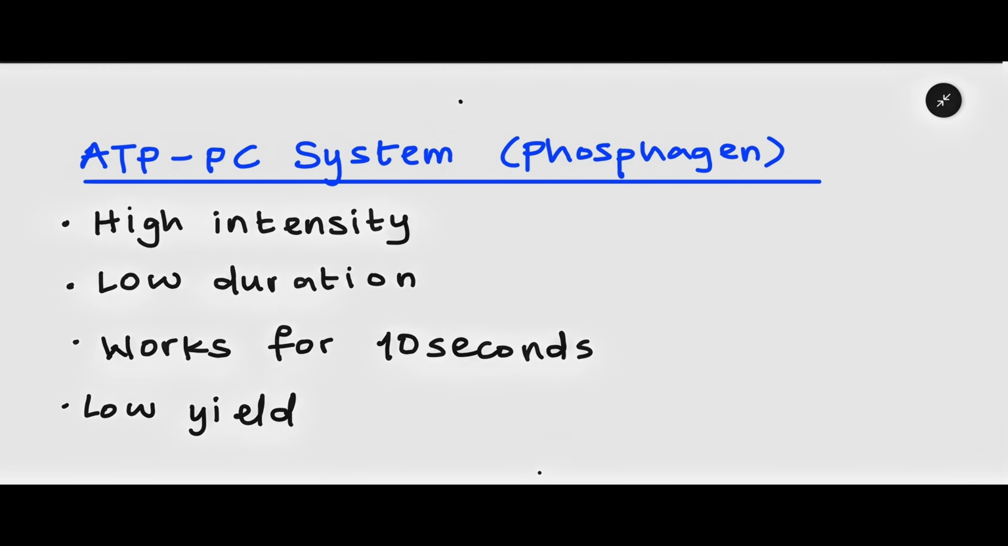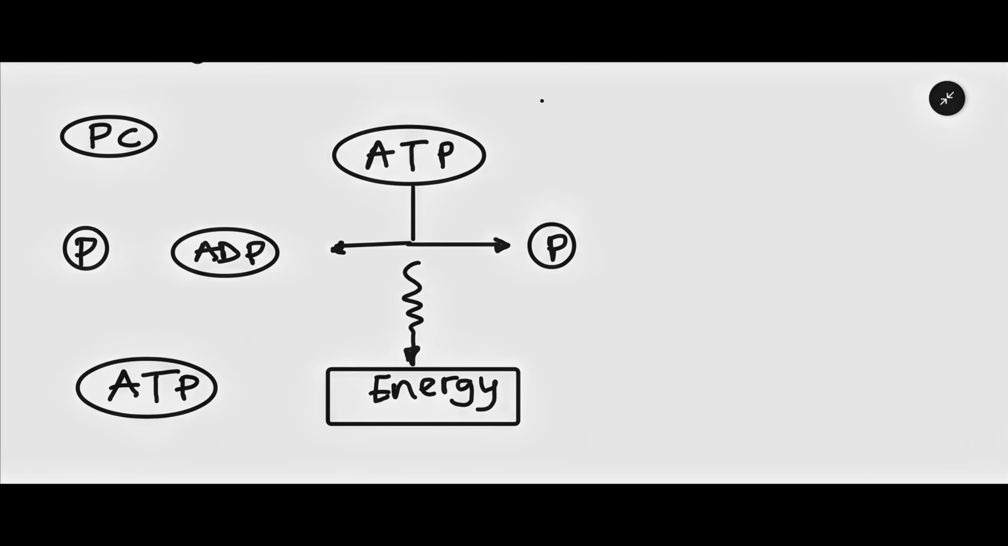This is why the ATP-PC system is perfect for explosive actions, like a sprint start, a jump, a throw, a heavy single lift, or a powerful tackle. Its strength is speed. It resynthesizes ATP at the highest rate, but its weakness is capacity. There is only a small amount of phosphocreatine stored in the muscles, so it runs out quickly. That means the ATP-PC system is brilliant for immediate power, but only for a short duration.